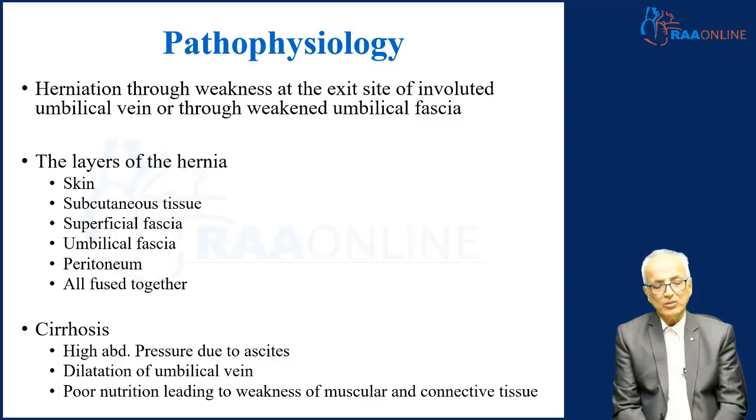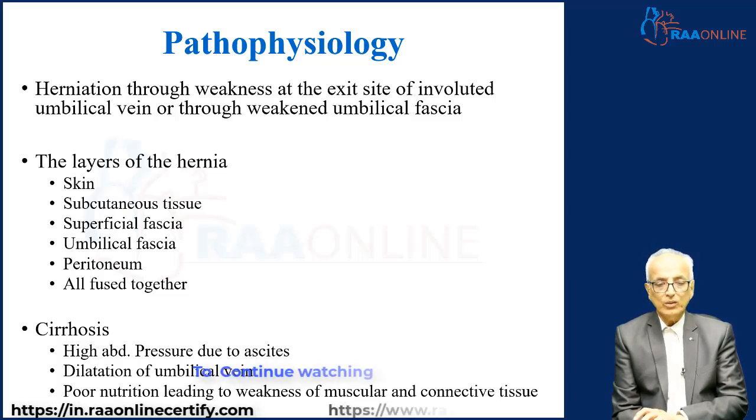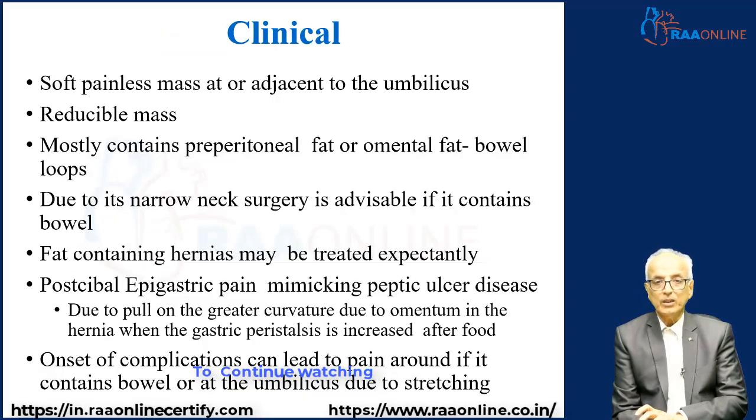Cirrhosis of the liver is often associated with paraumbilical hernia due to high intra-abdominal pressure from ascitic fluid. Dilatation of the umbilical vein can be the cause for weakening of the umbilical site. Poor nutrition leading to weakness of the muscle and connective tissue can predispose to paraumbilical hernia.